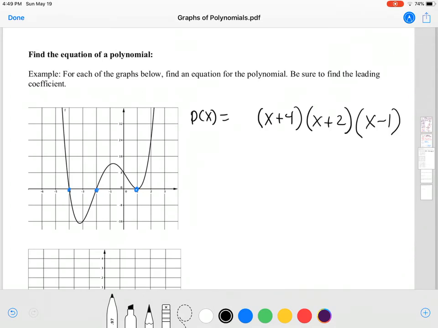Now, I also have a leading coefficient. I'll call it a. You can call it whatever you want. But I don't know what that is. We're going to find it.